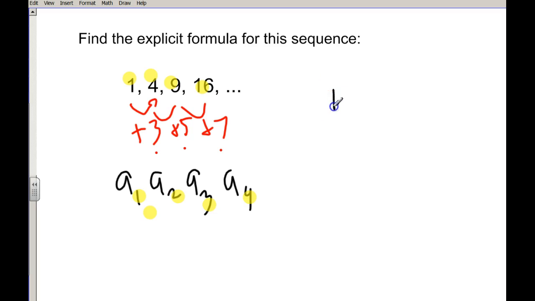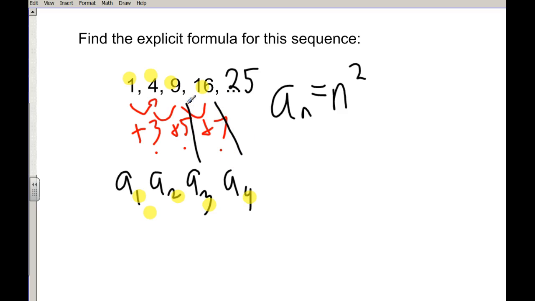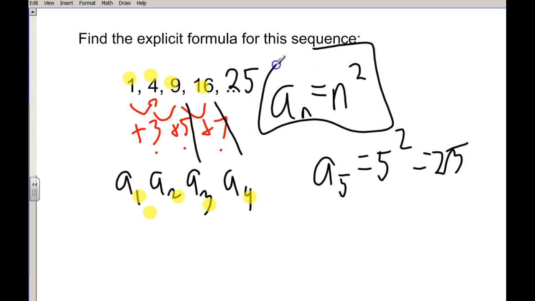So it looks like we're taking n and, what are we doing there? We're squaring n, aren't we? So I wonder if that would work. A sub n equals n squared. It looks like the next number of the pattern would be 25. These are all perfect squares: 2 squared is 4, 3 squared is 9, 4 squared is 16. So if I plug in a sub 5, I get 5 squared, which is 25. So that does work, and that's a good pattern for that one. It's kind of a tricky one. It's not arithmetic. It doesn't go up by the same amount every time, so you really had to think about that one.